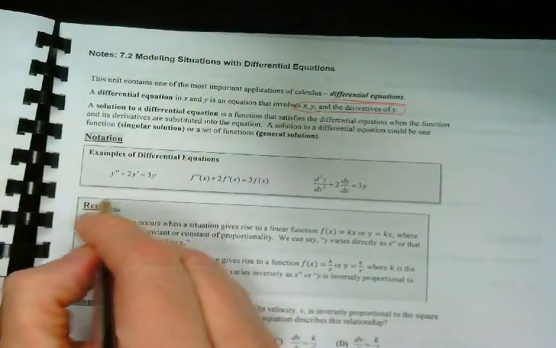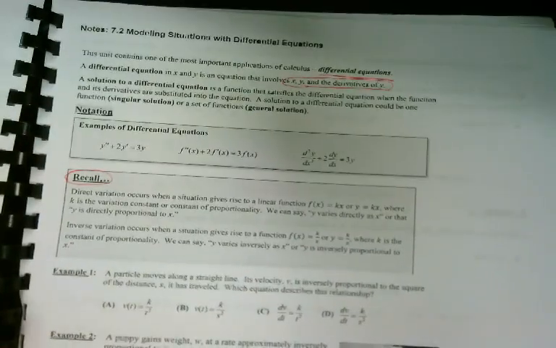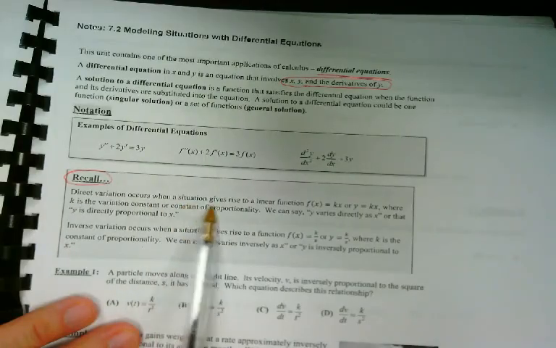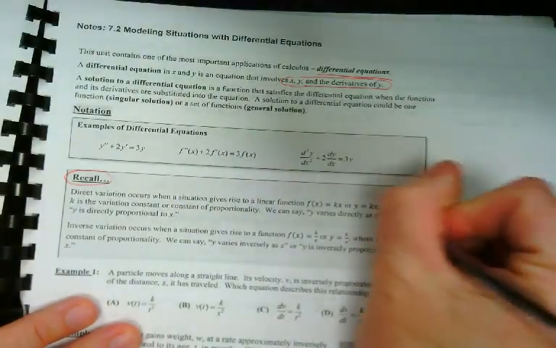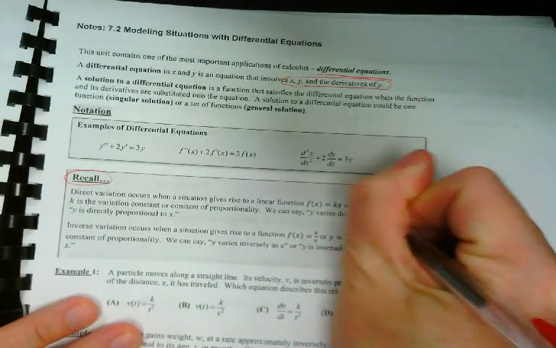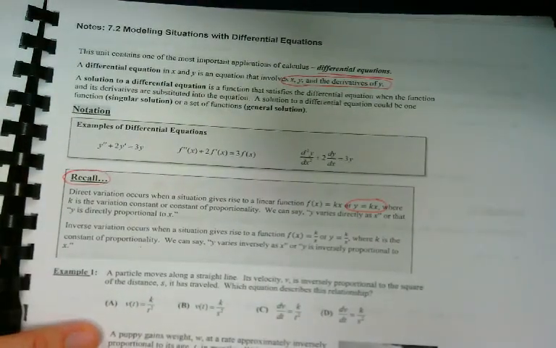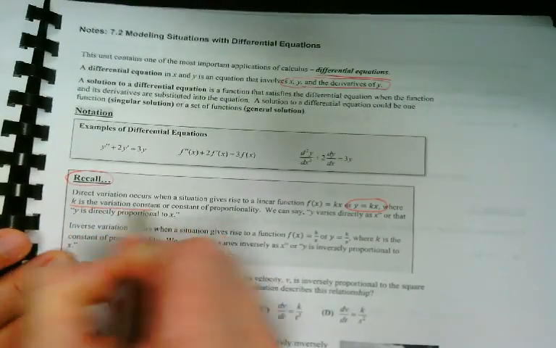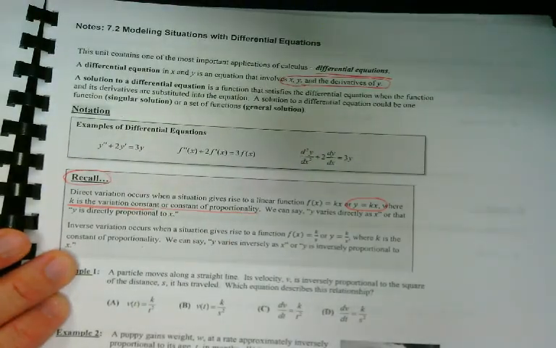Okay, so now this is going to go back to probably your Algebra 1 days, these 2 rules that you have to memorize. Direct variation occurs when a situation gives rise to a linear function. So I want you to highlight y equals kx. That is the first formula you're going to have to remember. And underline here, k is the variation constant, or you can call it the constant of proportionality. Either way, it's the constant.